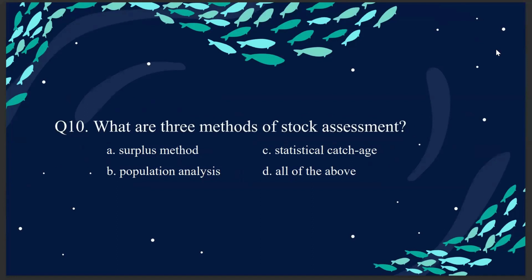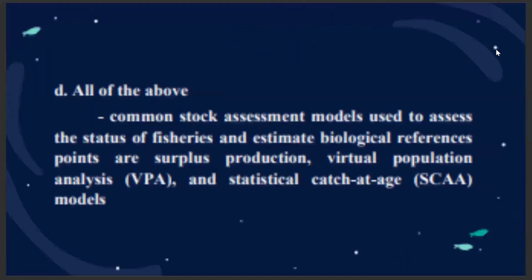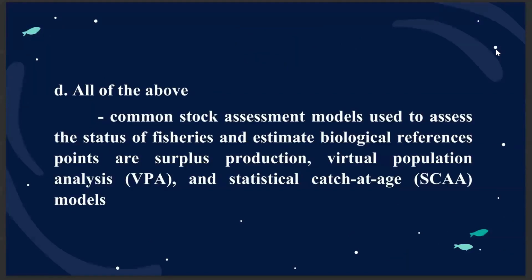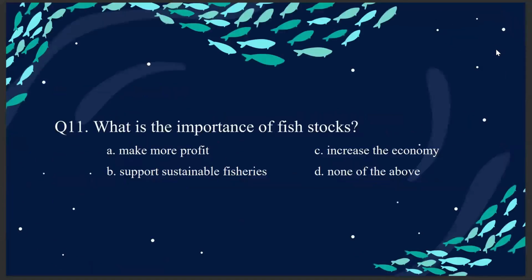Question number 10. What are the three methods of stock assessment? A. Surplus method. B. Population analysis. C. Statistical catch at age. Or D. All of the above. The answer is all of the above. Common stock assessment models used to assess the status of fisheries and estimate biological reference points are surplus production, virtual population analysis or VPA, and statistical catch at age or SCAA models.